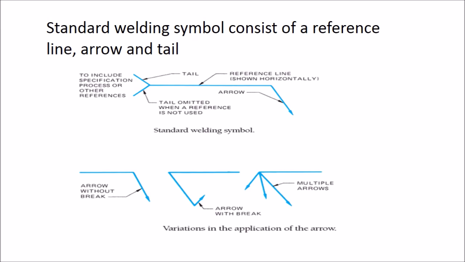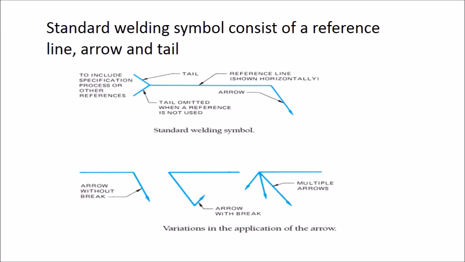Welding symbol. A standard welding symbol and weld symbols have been developed by the American Welding Society. These symbols developed by the American Welding Society will be covered in detail throughout this lecture. The standard welding symbol consists of a reference line, an arrow, and a tail. Each component has a particular function.